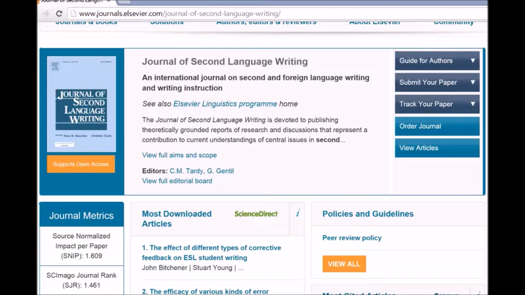So if you look at some of the aspects of the journal, it tells you the editors, C.M. Tardy and G. Gentile. And remember, in the era when we were getting so many fake journals, it's very important to look at who the editors are and if they're familiar to me. So particularly Chris Tardy has published a number of articles and a book. So I would feel very comfortable publishing in a journal that she edits.